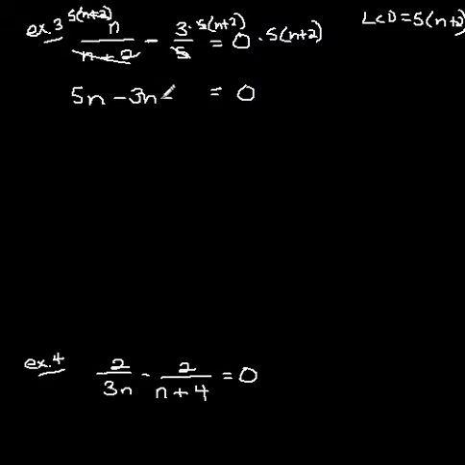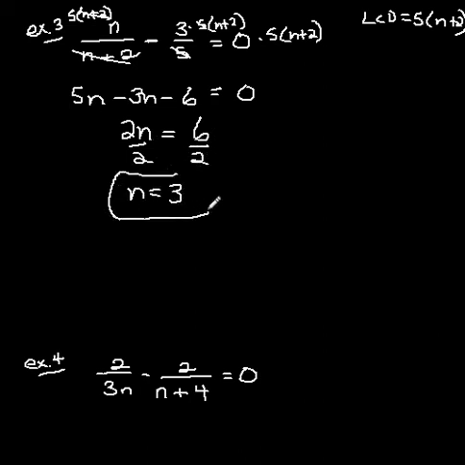-3n minus 6. You need to distribute that. Don't just take the 3 times this and then a 3 times this one. It's really a -3. So we get 2n equals 6. If I add 6 to both sides, divide both sides by 2, n equals 3.